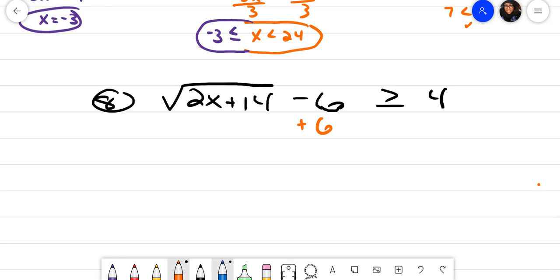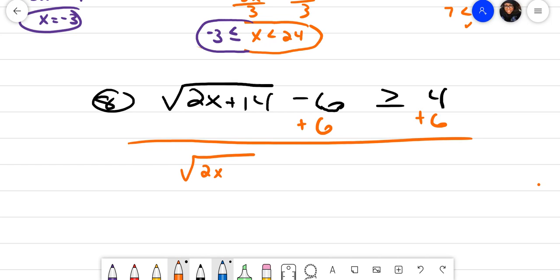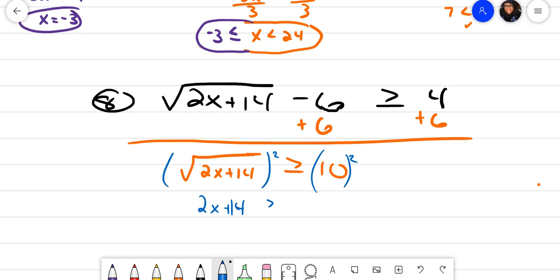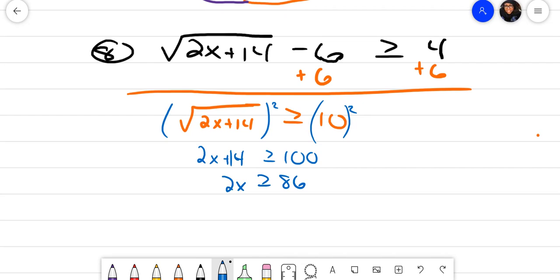So plus 6. It's going to be square root of 2x plus 14. Again, we want to get the radical by itself, greater than or equal to 10. I'm going to square. I end up with 2x plus 14 greater than or equal to 100. 2x is greater than or equal to 86 when I subtract the 14. Divide by 2. x is greater than or equal to 43.